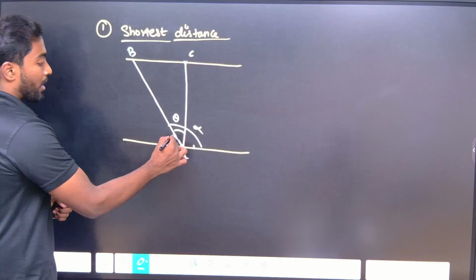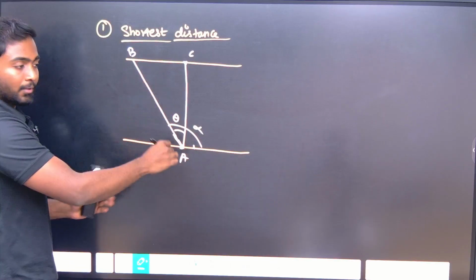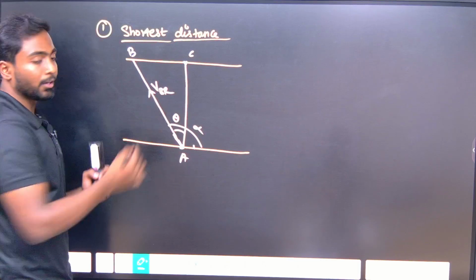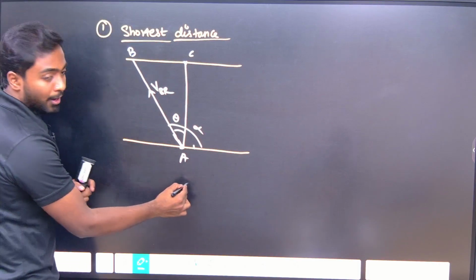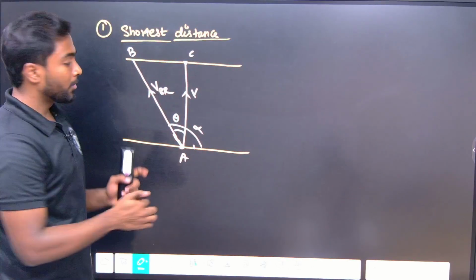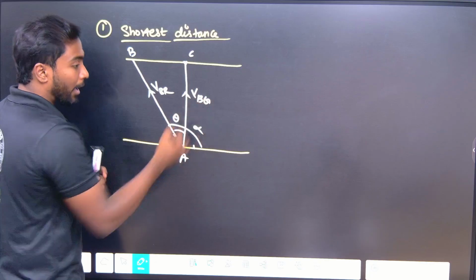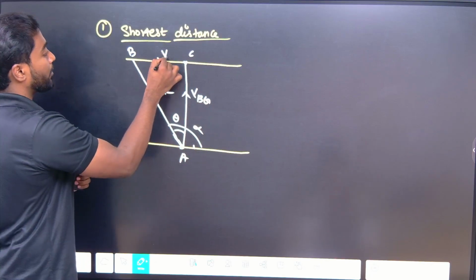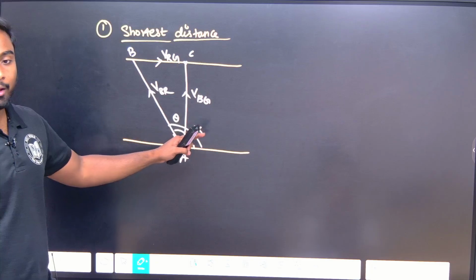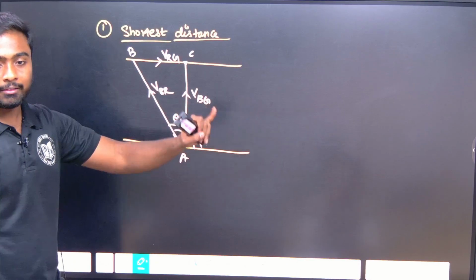Now I am starting in this direction, which means the velocity of the boat with respect to river. A person who is standing outside watches that I am going in a straight line, but we know that we are going at an angle. So the velocity of the boat with respect to ground, and similarly the velocity of the river with respect to ground.